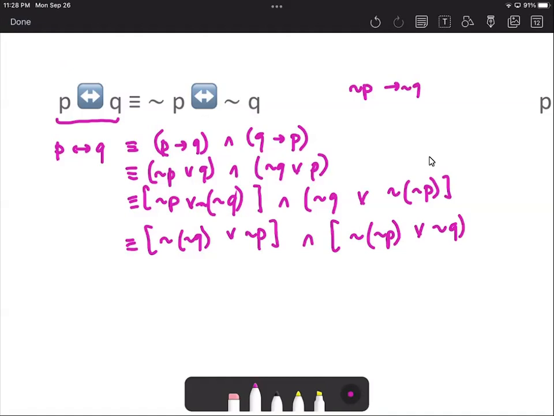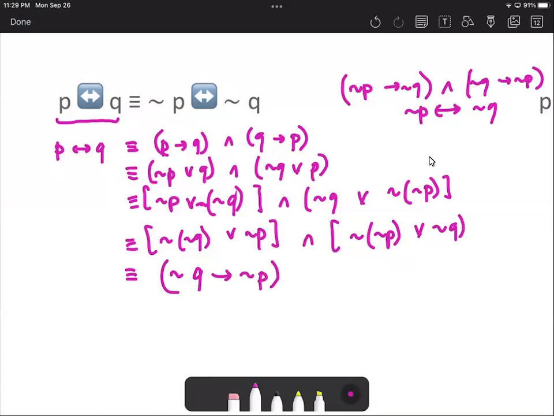So our goal is that we want to have a not P implies not Q and not Q implies not P in order for it to evaluate to not P if and only if not Q. Okay, so now this may be written as not Q implies not P, which as I said, our goal, and not P or not Q. I'm sorry, implies not Q. Okay.